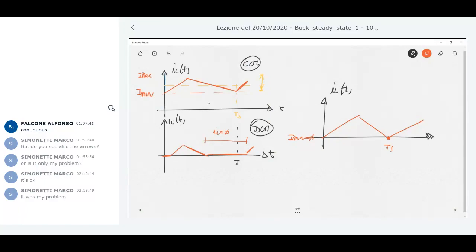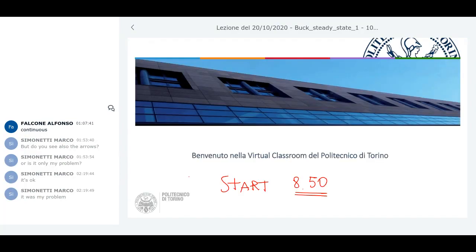So this is called boundary conduction mode, or critical conduction mode, CRM for short. So there is the current that goes to zero, but just at one point, not a time interval. Just to point out what is the difference.